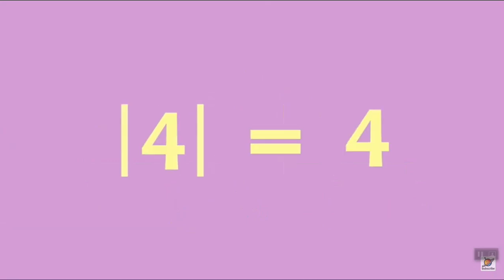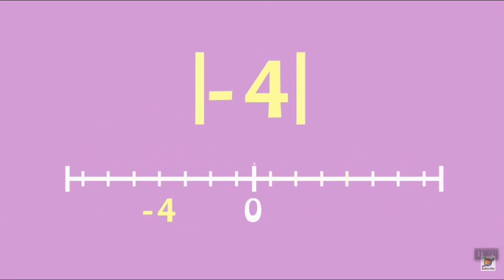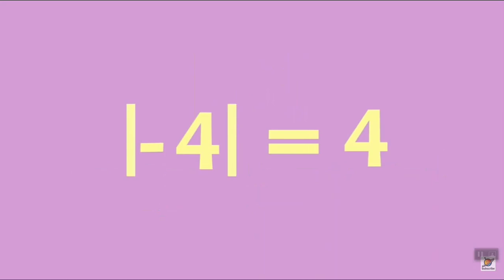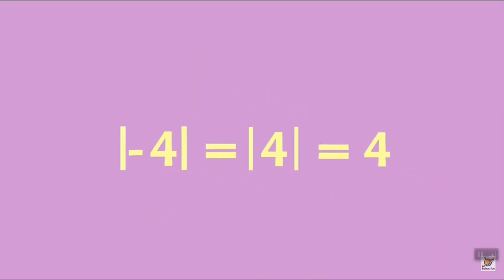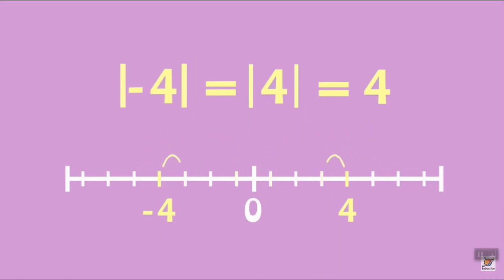The absolute value of 4 is 4, because 4 is 4 places from 0 on the number line. Negative 4 is also 4 places from 0 on the number line, so its absolute value is also 4. Absolute value is always a positive number because it's the distance from the other number, in this case 0, no matter the direction.